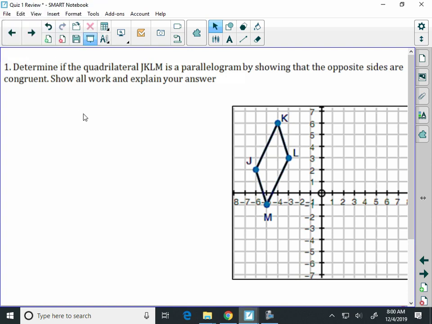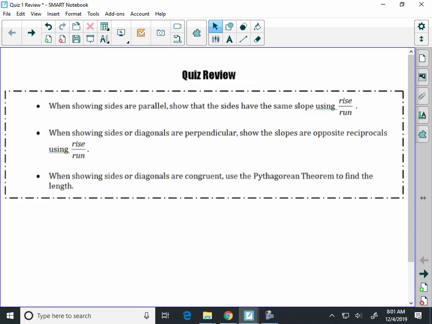Determine if the quadrilateral JKLM is a parallelogram by showing that opposite sides are congruent. Show all work and explain your answer. Well, remember, when we're looking to show that opposite sides are congruent, it says when showing sides or diagonals are congruent, the third bullet point here, use the Pythagorean theorem to find the length.